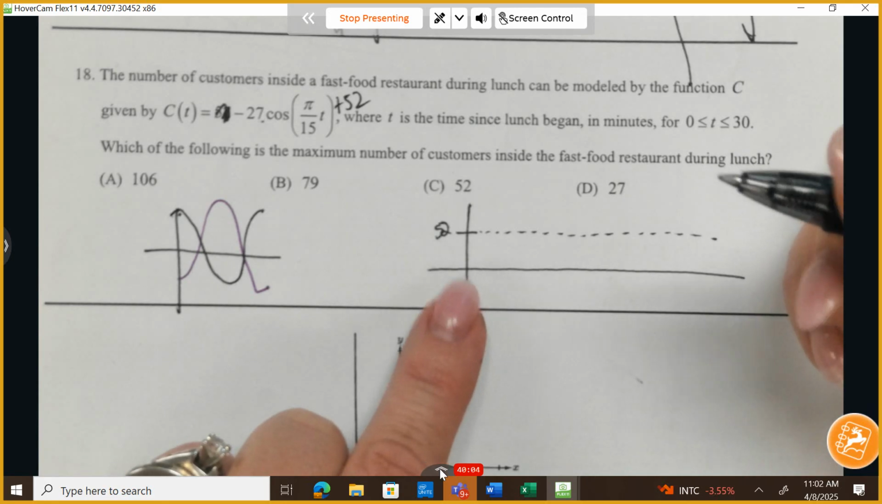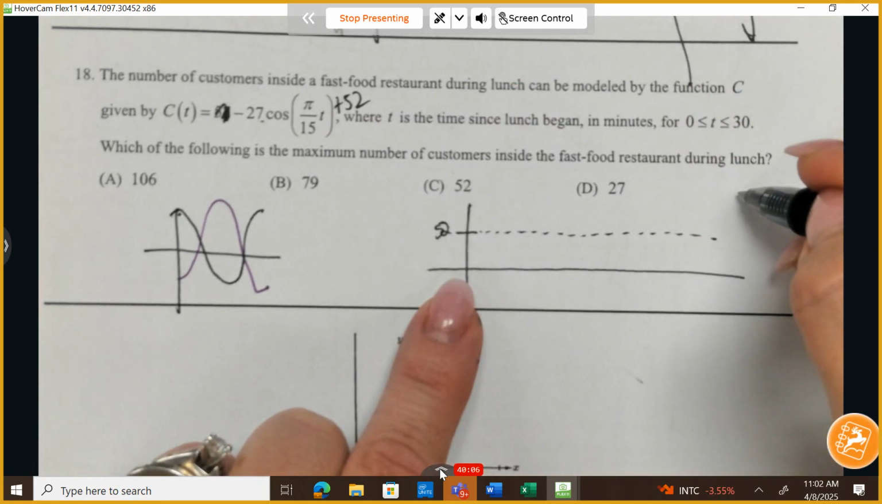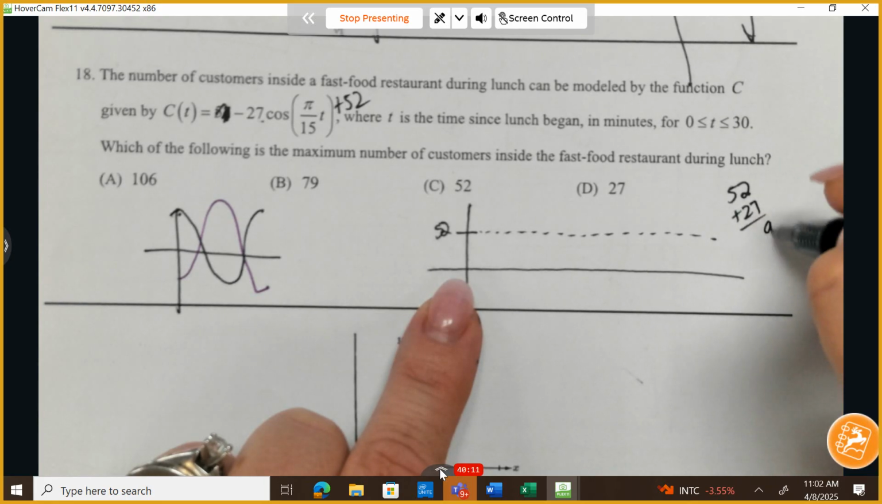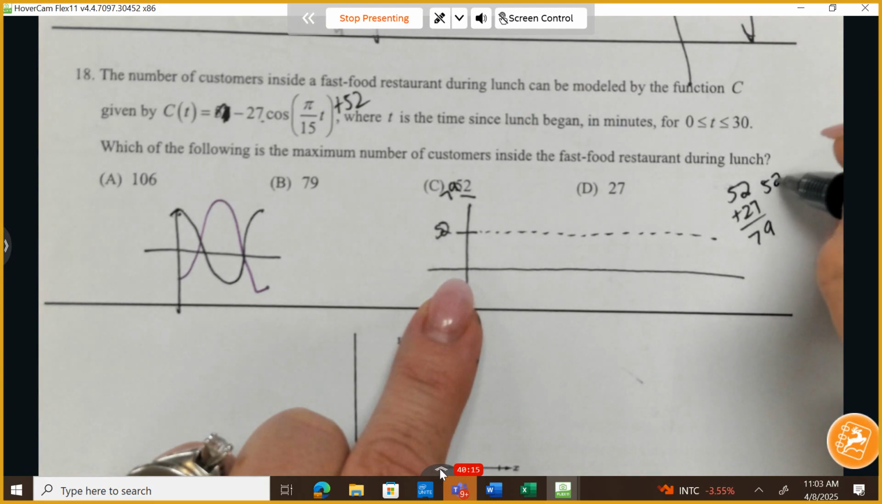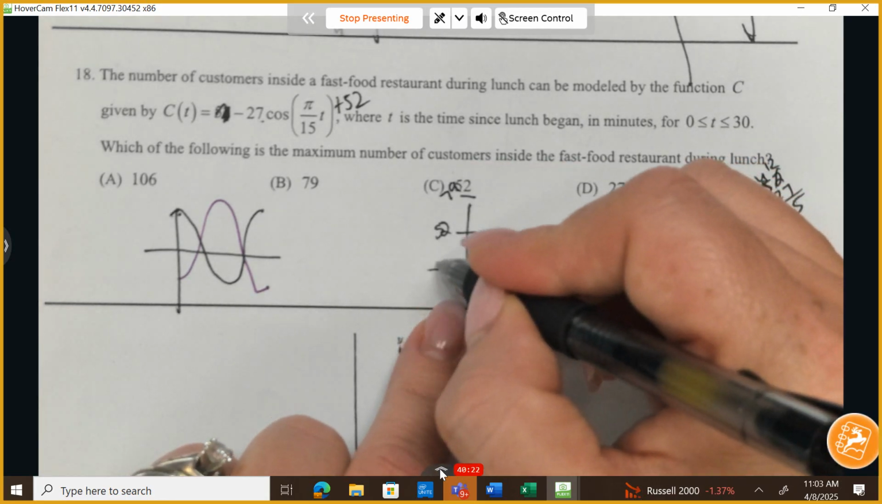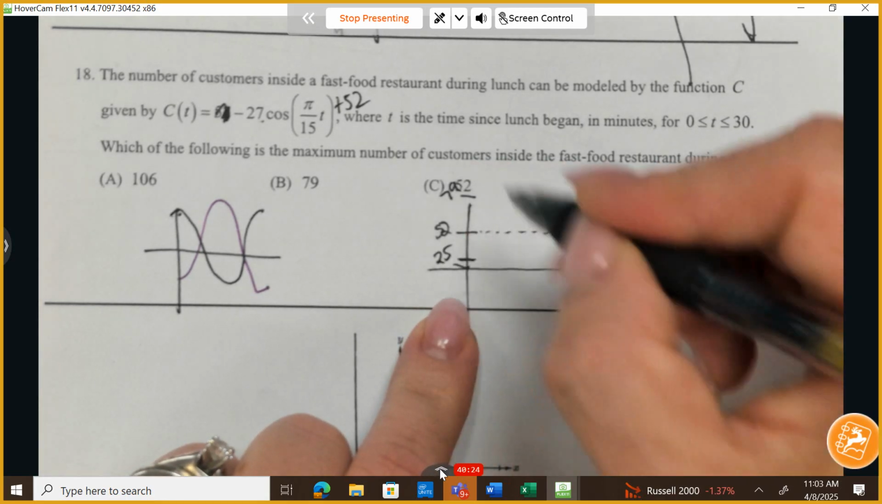Okay, so can you do me a favor? Help me out here. What is 52 plus 27? Because that's how high up it goes. It goes up to 79. So it goes up as far as 79. And then what is 52 minus 27? Oh, I'm having to do some elementary math here that I'm not good at. It goes down to 25. So I know this is not drawn to scale, but it's looking like this.